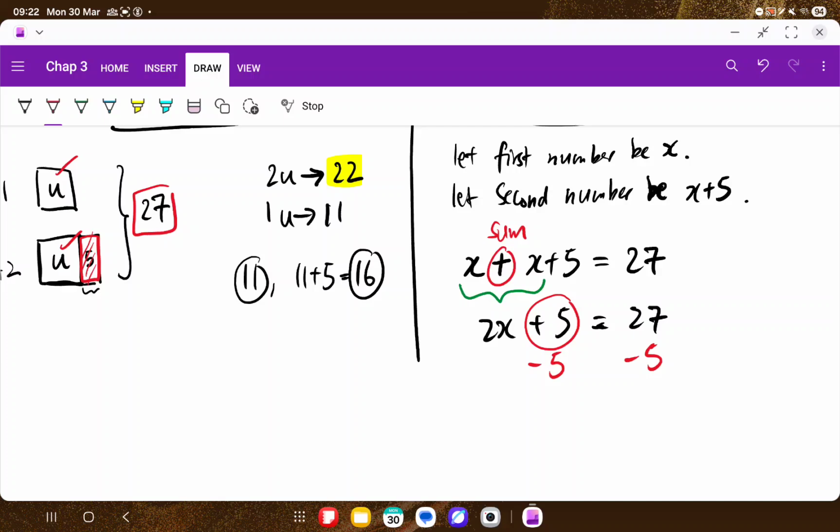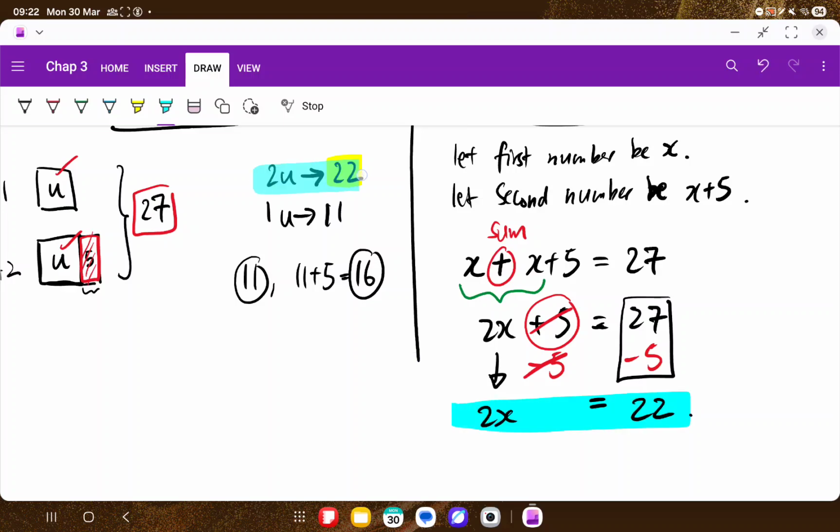I minus 5. My plus 5 minus 5 no more, right? So what do I have left? 2x is left. Equal is there. What is 27 minus 5? 22. Do you all realize that this and this is the same thing? 2x equal 22, 2 units equal 22. x and unit are the same thing, right? One is called unit, the other one is just called algebra. Same thing. Kendrick, understand?